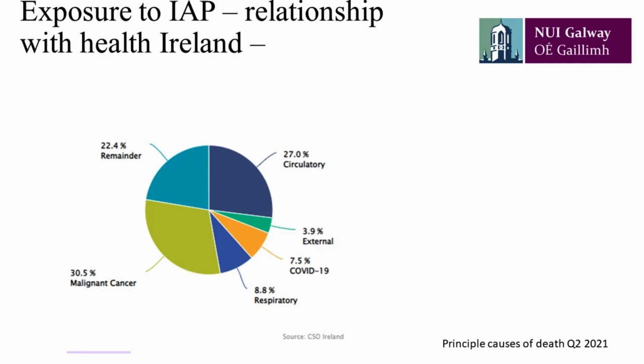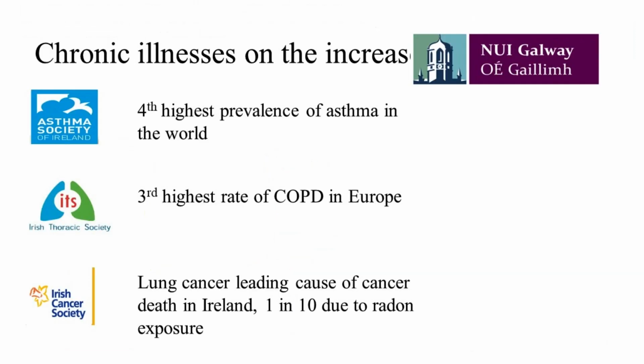These are the principal causes of death in Ireland, statistics from quarter 2, 2021. You can see that respiratory and circulatory diseases make up most of the principal causes. We know as well that chronic illnesses are on the increase, and Ireland has the fourth highest prevalence of asthma in the world. We have the third highest rate of COPD, and of course lung cancer is the leading cause of cancer death in Ireland.